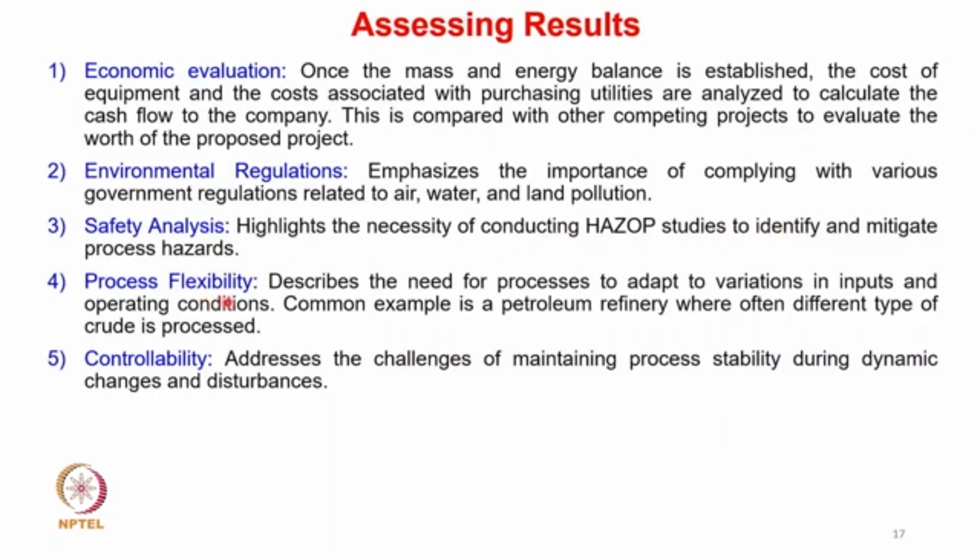Whether the obtained flow sheet is flexible enough to accommodate different changes or not has to be checked. So process flexibility describes the need for processes to adapt to variations in inputs and operating conditions. A common example is a petroleum refinery where different types of crudes are processed. And the last important criterion to assess the process flow sheet is the controllability. So it addresses the challenges of maintaining the process stability during the dynamic changes and disturbances.